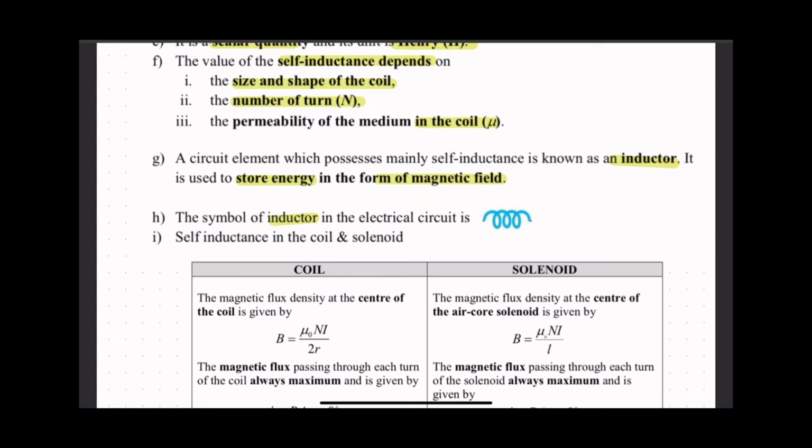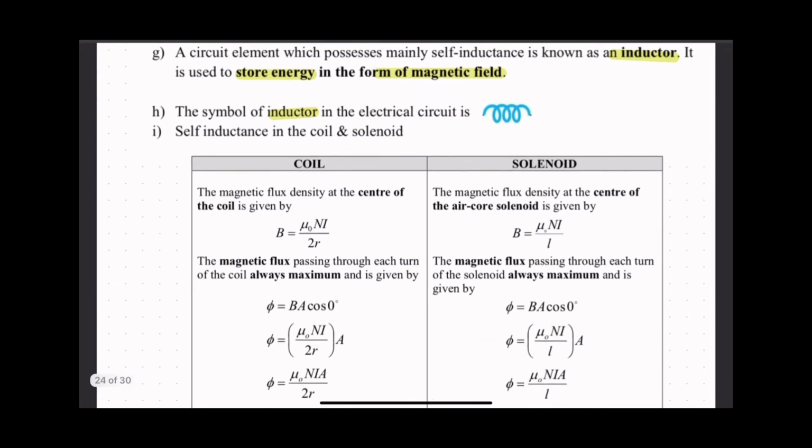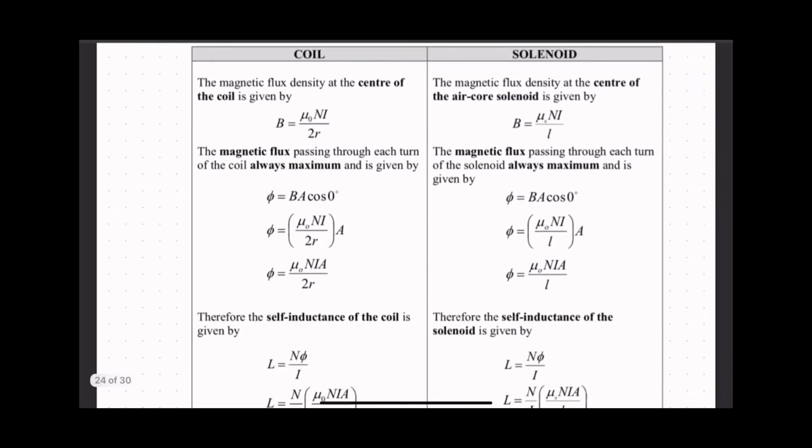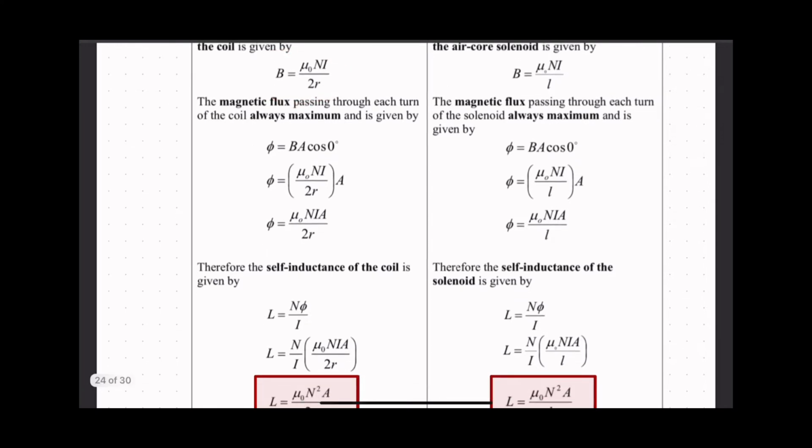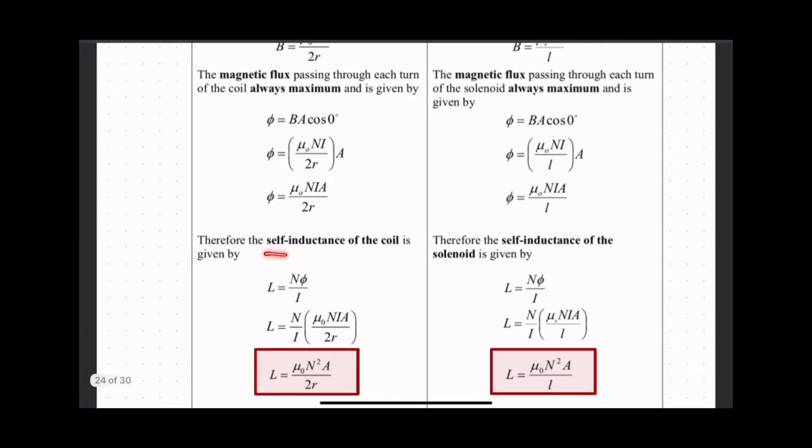Okay, self-inductance in the coil and solenoid. Usually there are two, coil and solenoid. The difference is in the formula. For a coil, you know what B is, you learned it in chapter 4. Substitute the value of B, so you get the magnetic flux equal to this value, and then the self-inductance of the coil L equals mu naught N squared A over 2R.